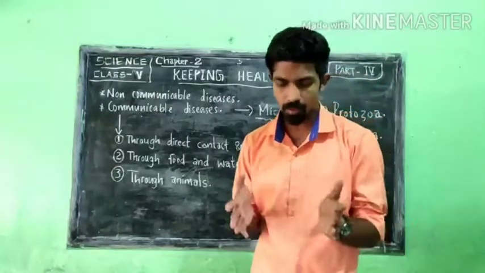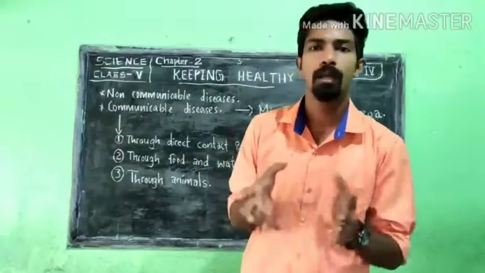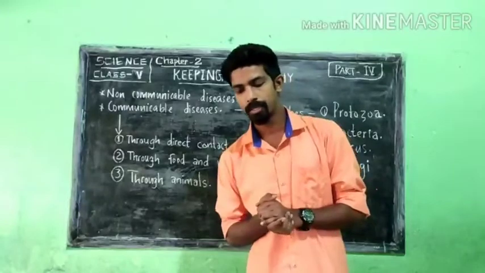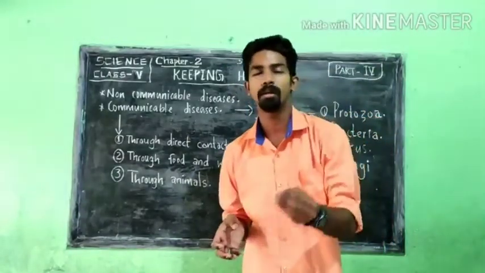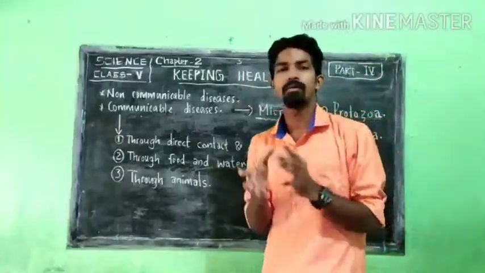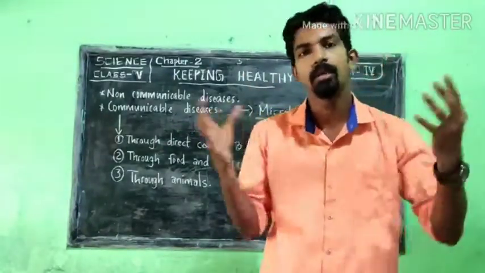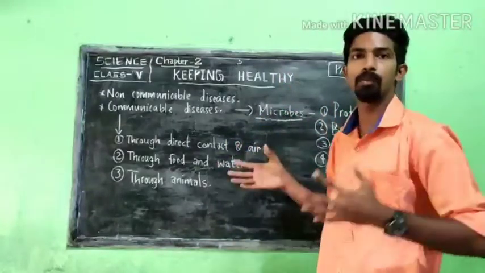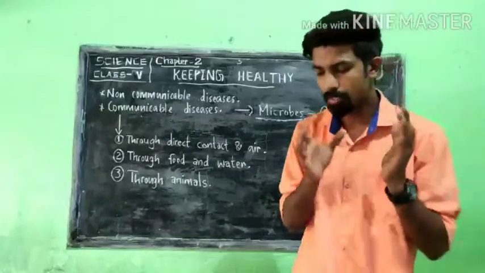Coming to the topic on page number 17: how do communicable diseases spread? Microbes are present in contaminated air, food, and water. Contaminated means dirty, infected, or impure. If we are not keeping personal hygiene or our surroundings are not hygienic, then automatically different types of diseases may come to our society, our house, and our family members. So that is the main important thing.